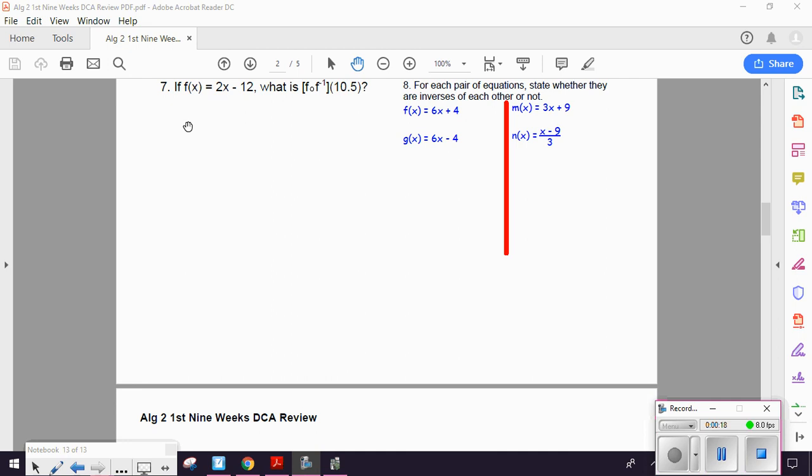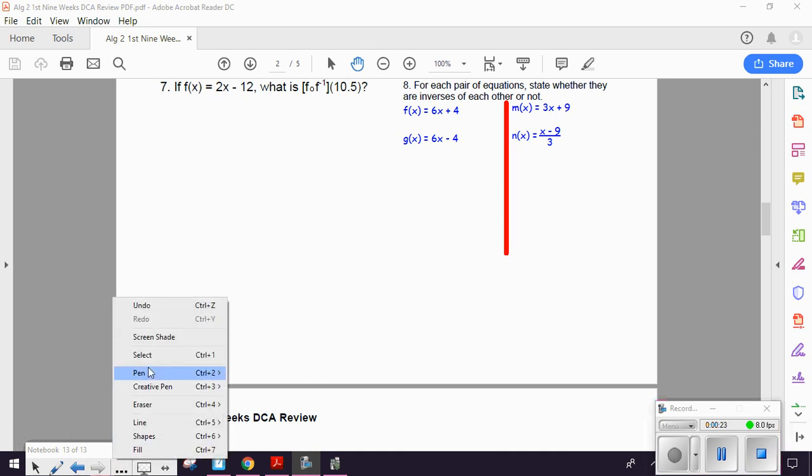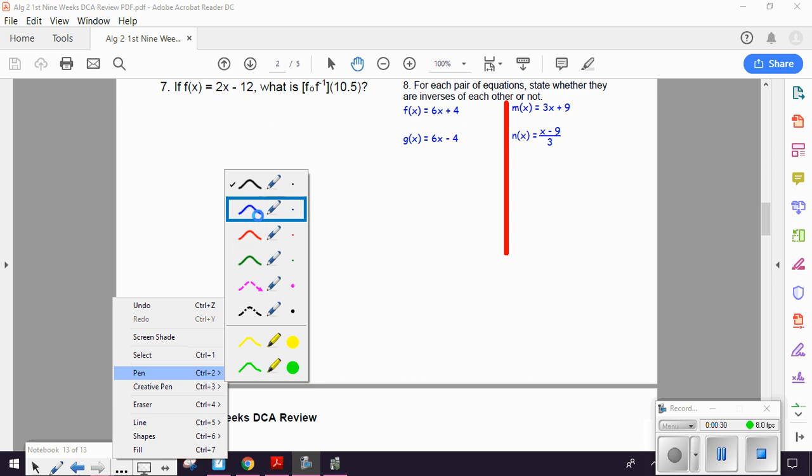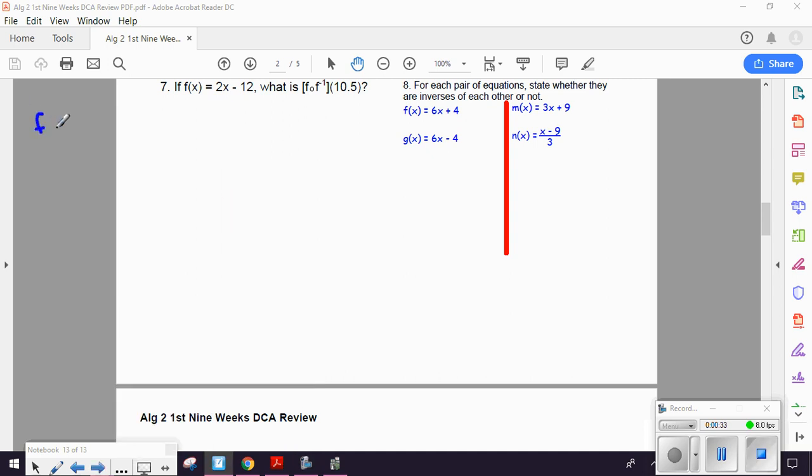Well, remember, or you should remember, that when you find the composite of f and an f inverse, it's always supposed to equal x. And in reverse, the same thing. F inverse composite f should equal x. That's how we verified that two functions were inverses.